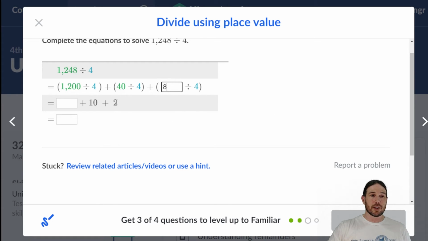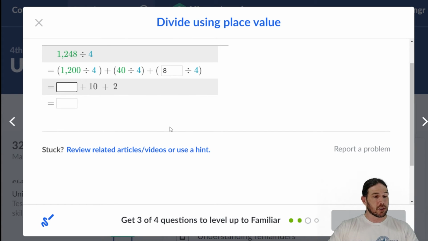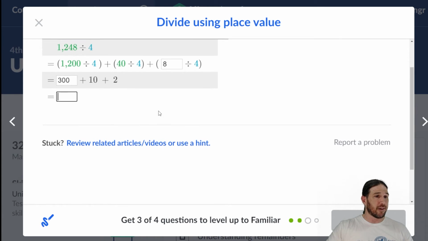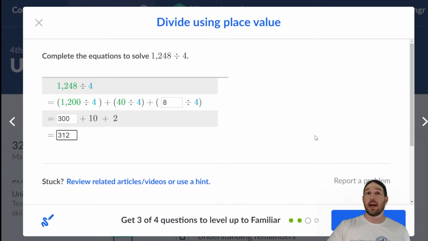8 divided by 4 is 2. 40 divided by 4 is 10. So all we need is 1,200 divided by 4, which is 300. 12 divided by 4 is 3, and the hundreds just carry along. We end up with a final answer of 312.